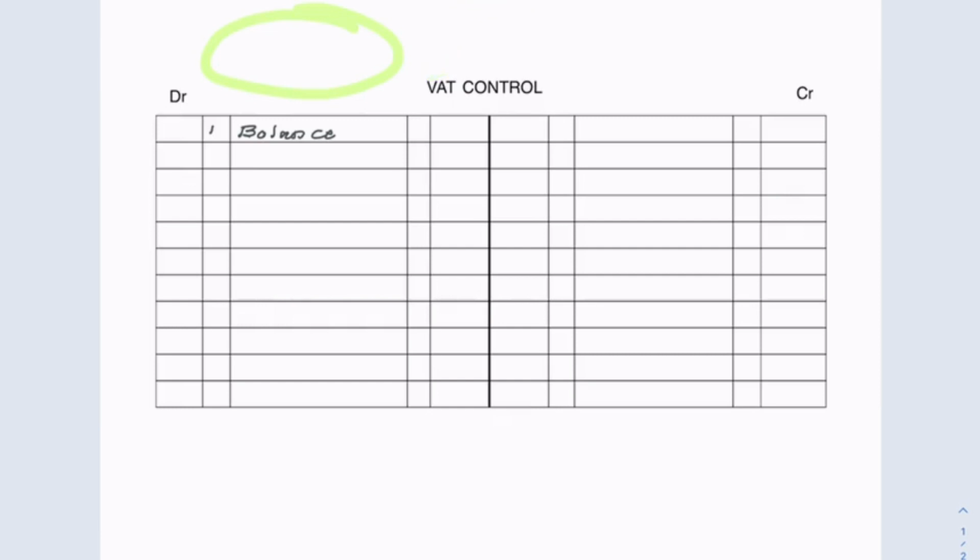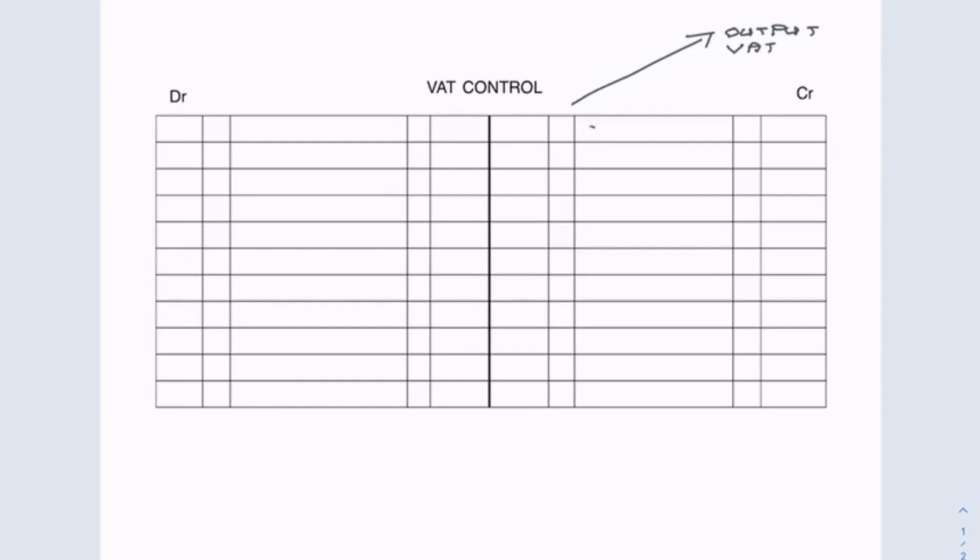The first thing I'm going to have a look at is the entries on the credit side. So on the credit side, we have what is termed output VAT. And this is the money that we have to pay to SARS. Output VAT.